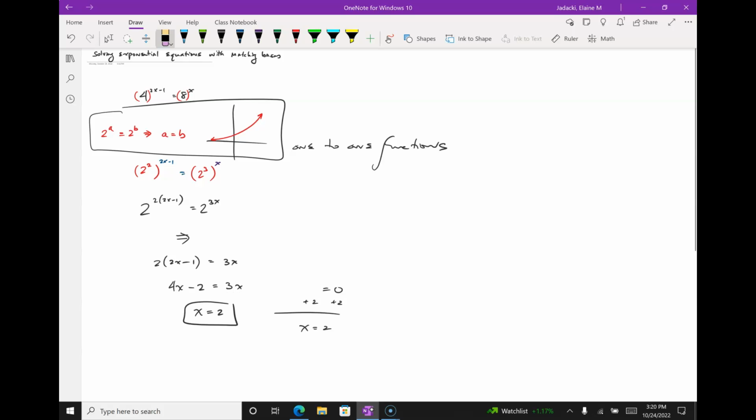Yeah, get the bases to be equal. Yep. Soon, one second, just waiting. Yeah, good, thanks.